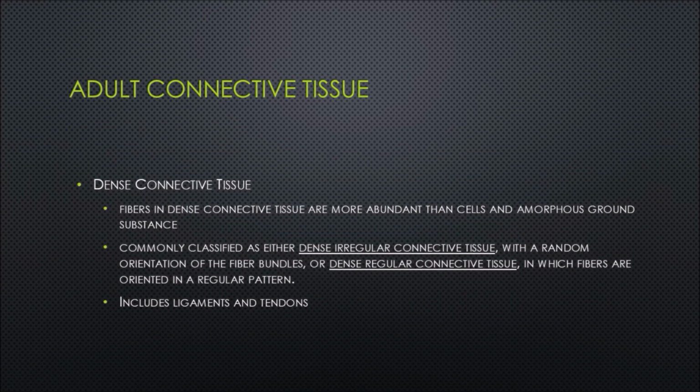Next type is the dense connective tissue, where fibers in dense connective tissues are more abundant than cells and amorphous ground substance. These are commonly classified as either dense irregular connective tissue with the random orientation of the fiber bundles, or dense regular connective tissue in which fibers are oriented in a regular pattern. This connective tissue also includes ligaments and tendons.